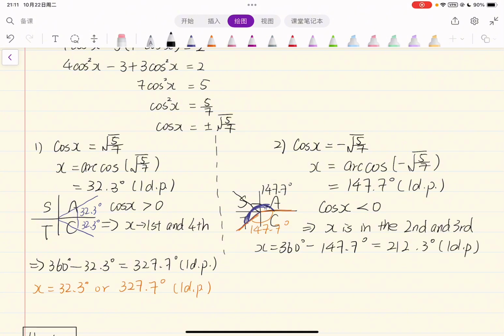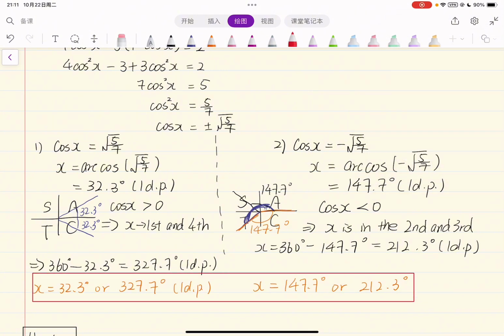In this situation, we have x equals 147.7 degrees or equals 212.3 degrees. So we have the 4 solutions of this question. The first one is 32.3 degrees, 327.7 degrees, 147.7 degrees, and 212.3 degrees.